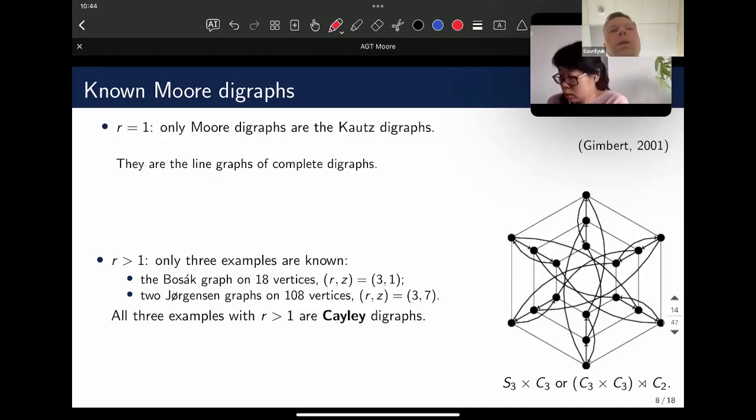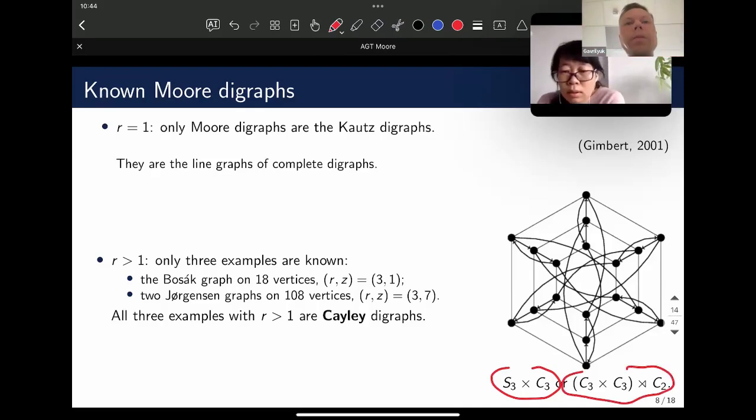So in particular, this Bosák graph is a Cayley graph over this group or over this group. So it may make sense to look for more Cayley digraphs because of this observation. So this is the motivation for our work: to search for more examples of Moore Cayley digraphs.